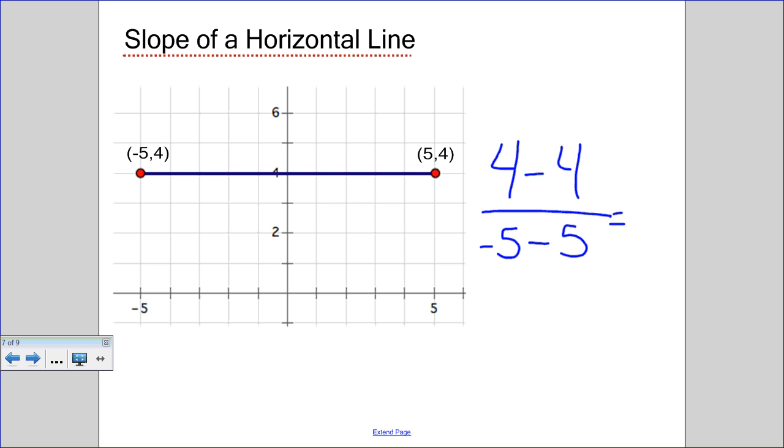Now what's 4 minus 4? 0 over -5 minus 5. Yep, that equals -10. So we're saying this line has a slope of 0 over -10, or we could just say it has a slope of 0. For all horizontal lines, we'll find that they have a 0 slope.